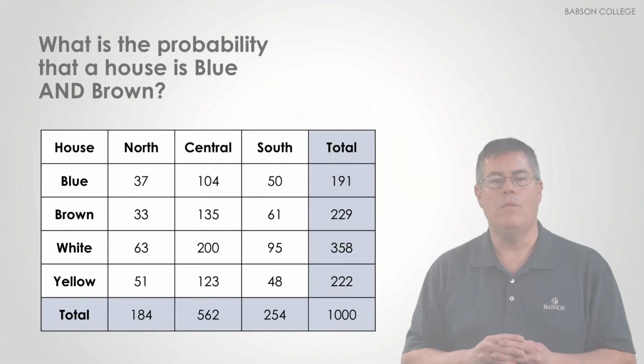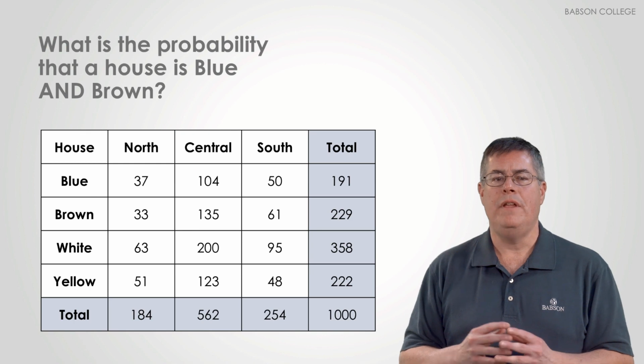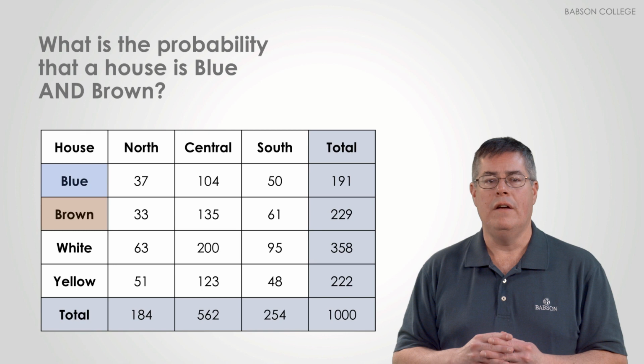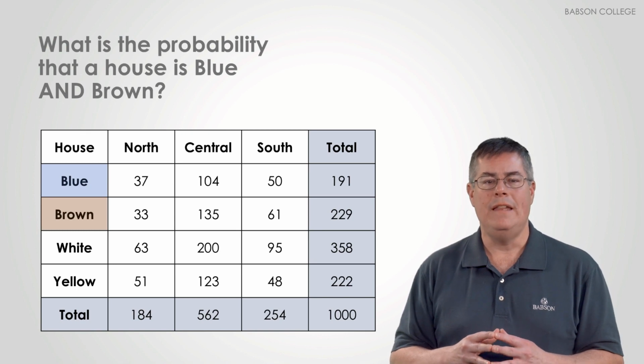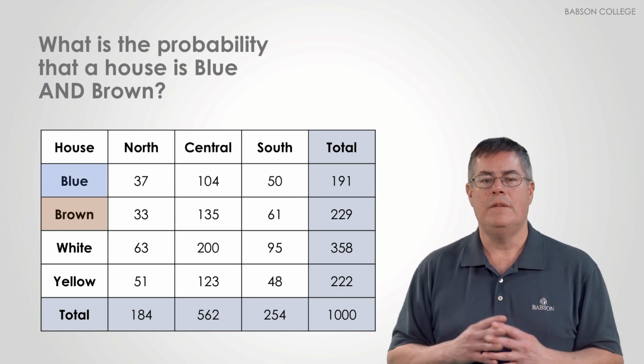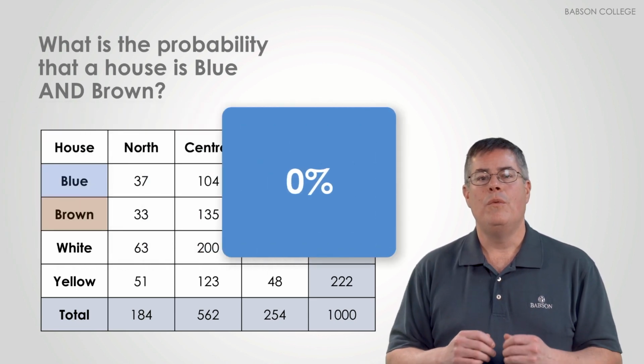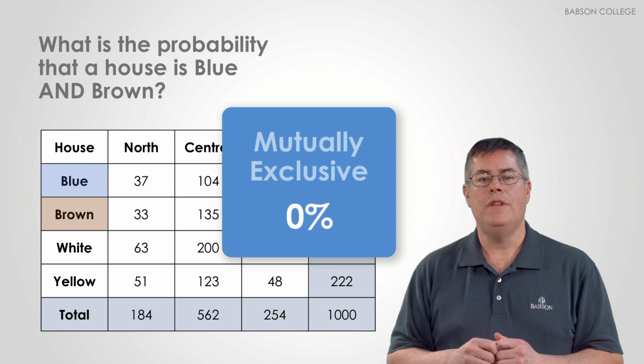Okay, now for a thinking question. What is the probability that a house is brown and blue? Assuming that there are no multicolored houses, these two events cannot happen at the same time, and thus the probability is 0.00 or 0%. We call this special case mutually exclusive.